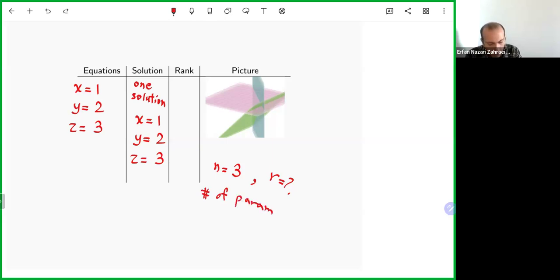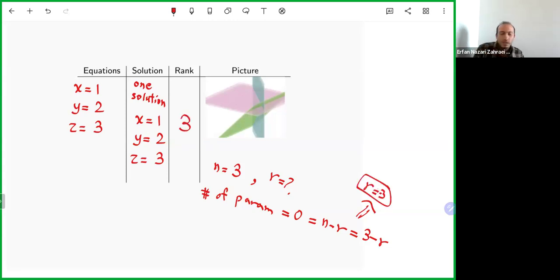is 0. I have one unique solution, so no parameters. That means the number of parameters is 0. So that means n minus r is 0, or free minus r is 0, and this means r equals n. So the rank is 3 without writing the matrix.